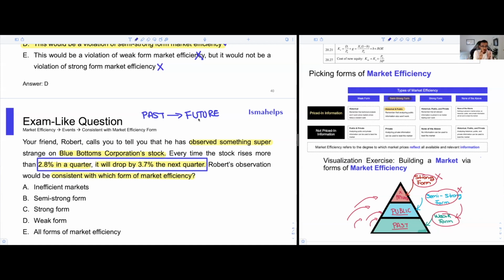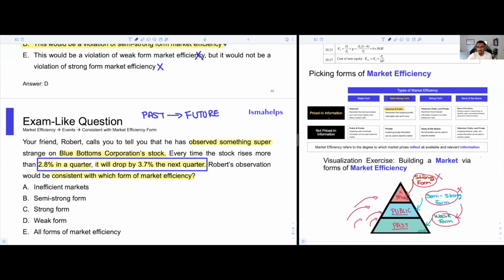You could look at this specific event, at this specific opportunity in which you're looking at past prices to determine future prices to yield abnormal returns. So if we go back to our framework, okay, we could look at, well, what is priced in information?